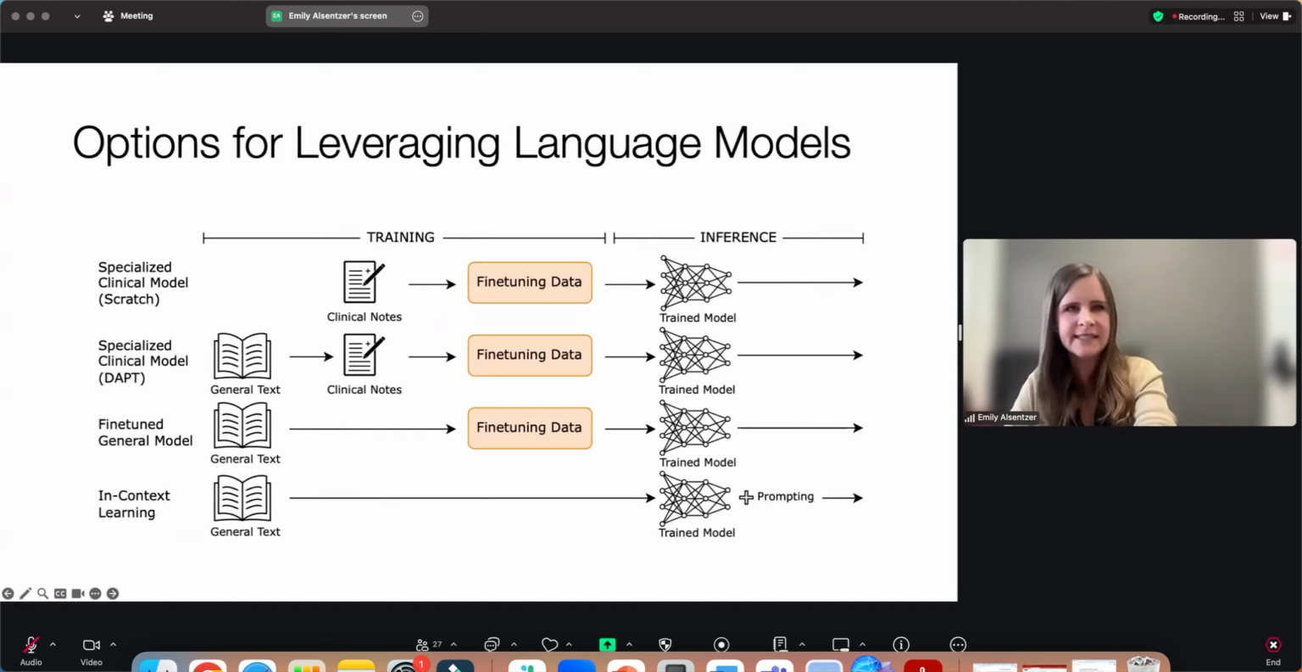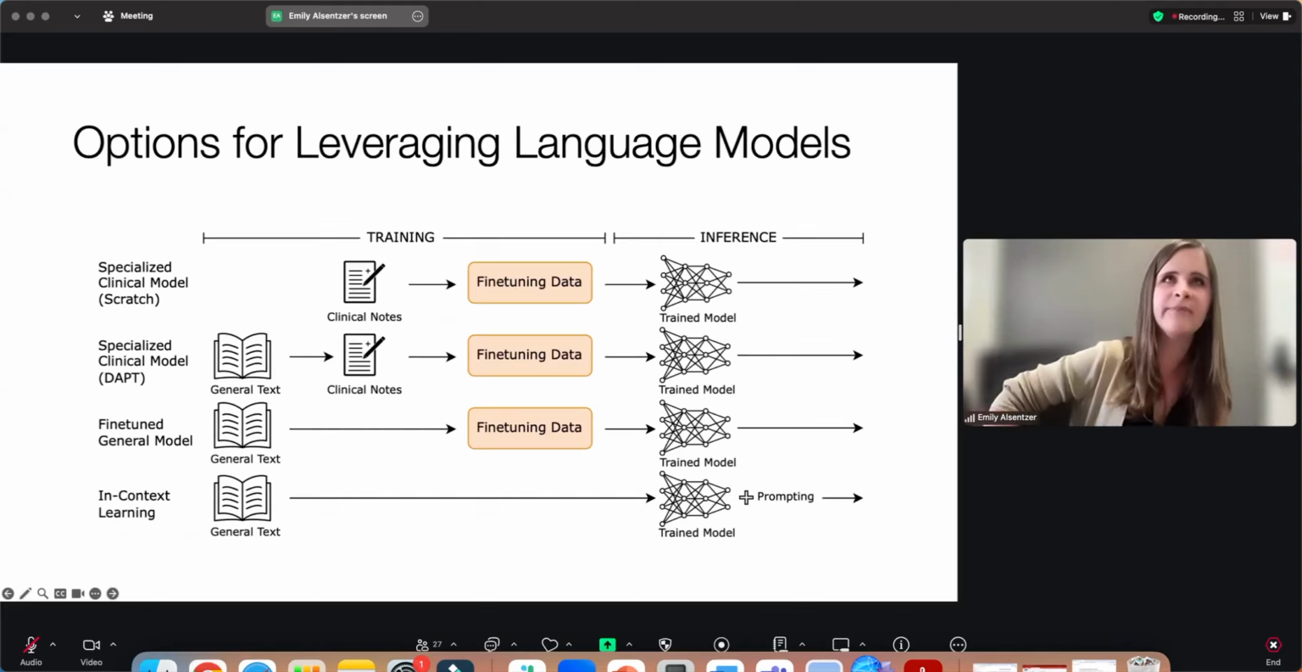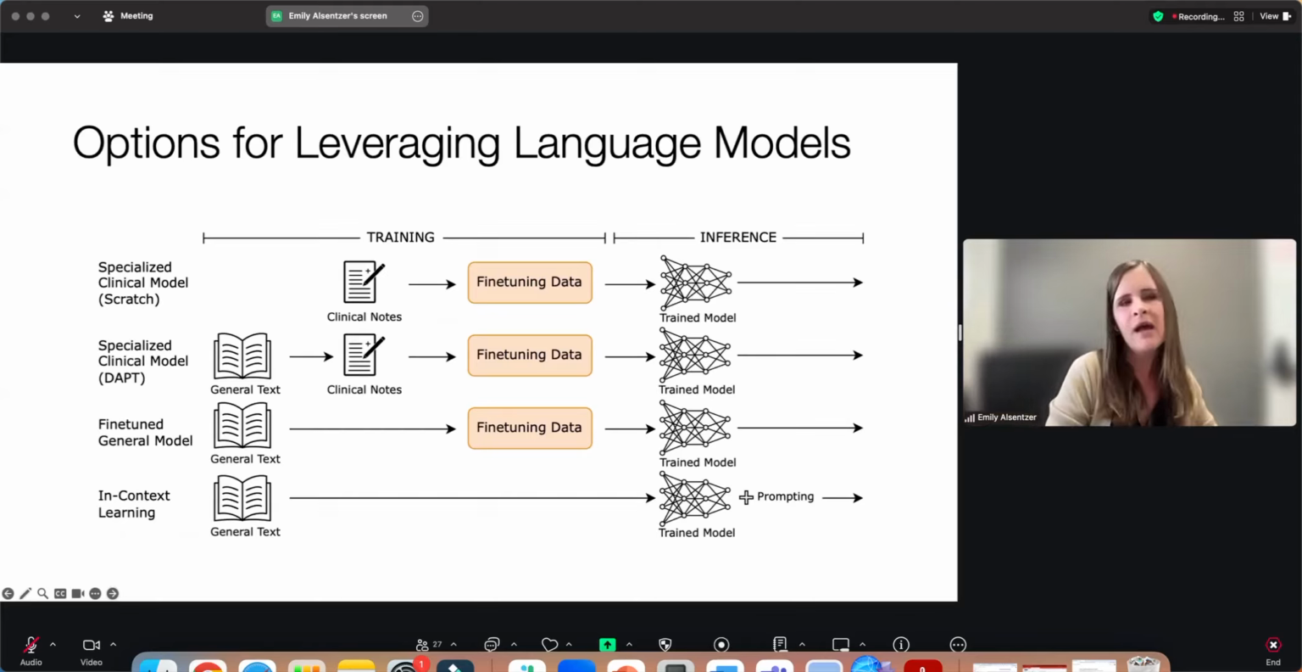So to tackle this kind of question, hospitals typically have one of 4 different options. They can train a model from scratch, to create their own specialized clinical model via pre-training on clinical data. You can do domain adaptive training, where you take a model pre-trained on general domain text and do continued in-domain pre-training. You can fine-tune a general domain model, or you can do in-context learning of a general domain model via prompting-based approaches.